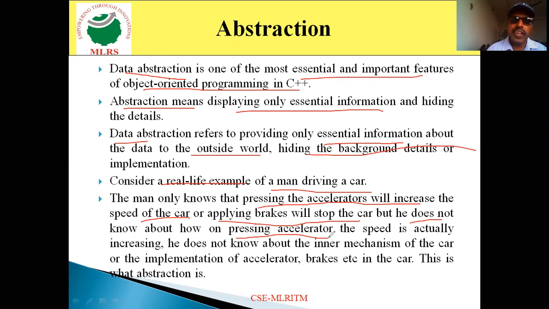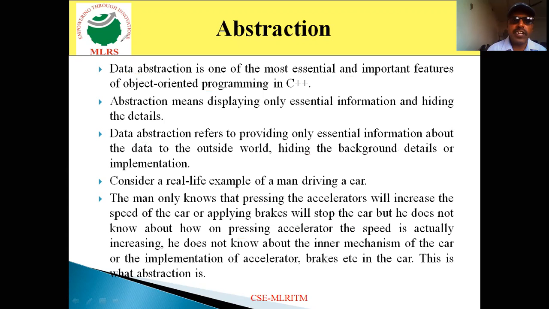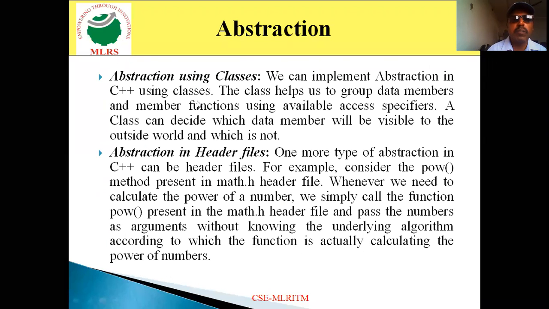The background design details it is not necessary to know. This is what actually data abstraction means. Only essential things will be displayed. The background details will be hidden. You can do the abstraction in two ways: abstraction using classes and abstraction in header files.